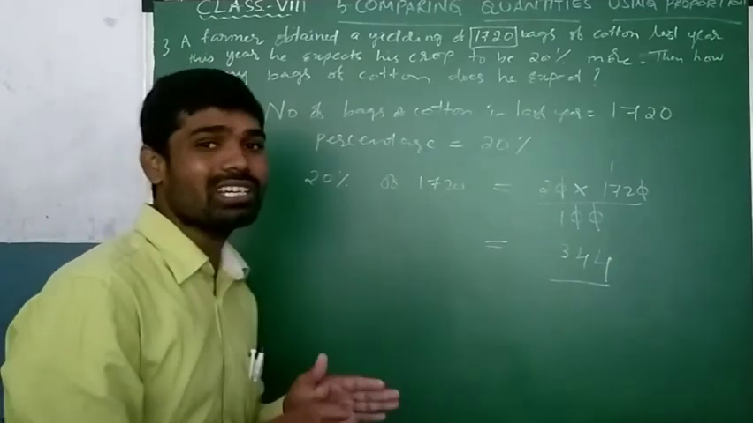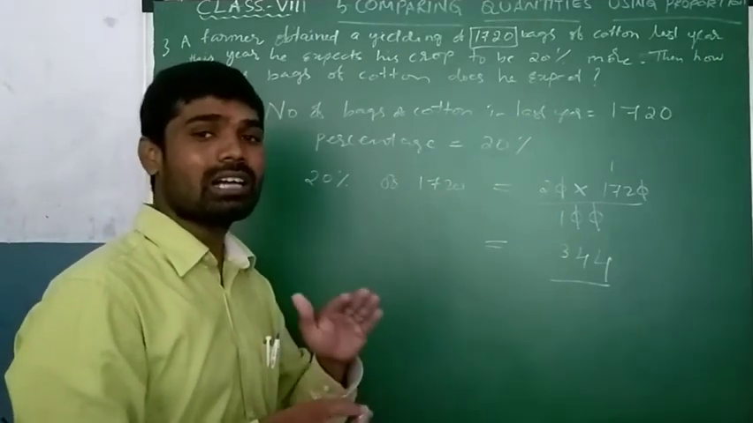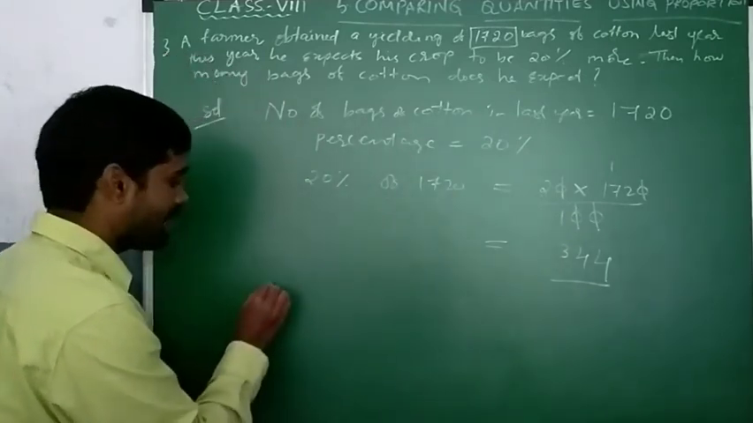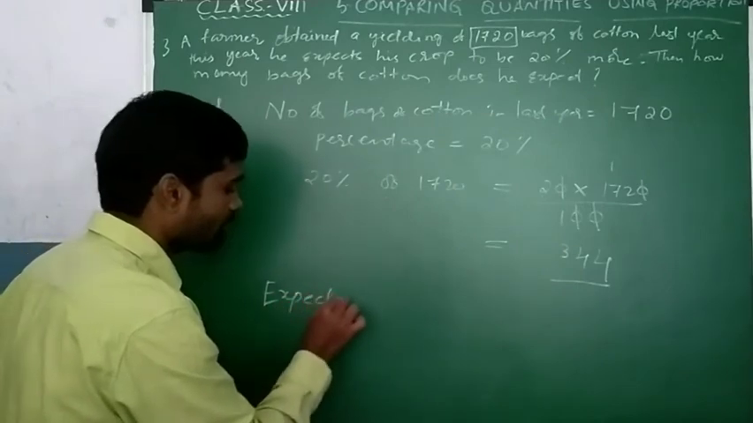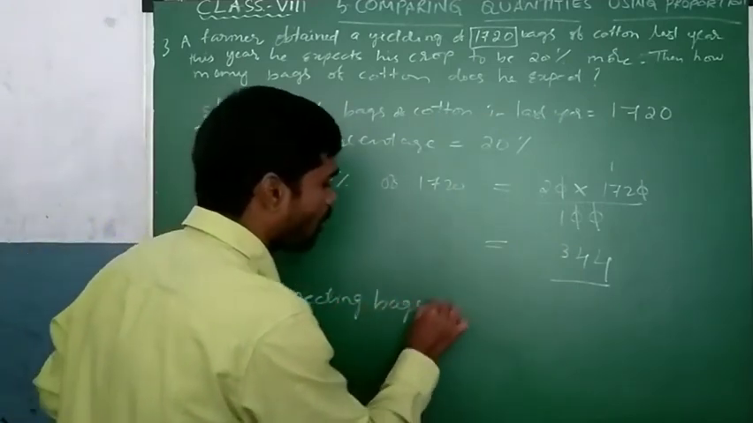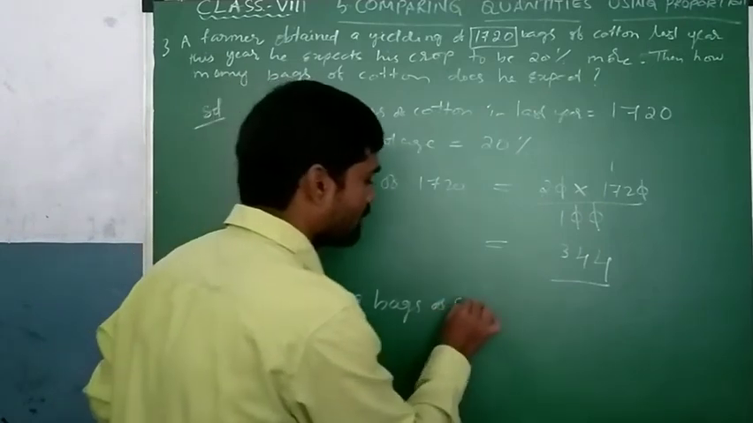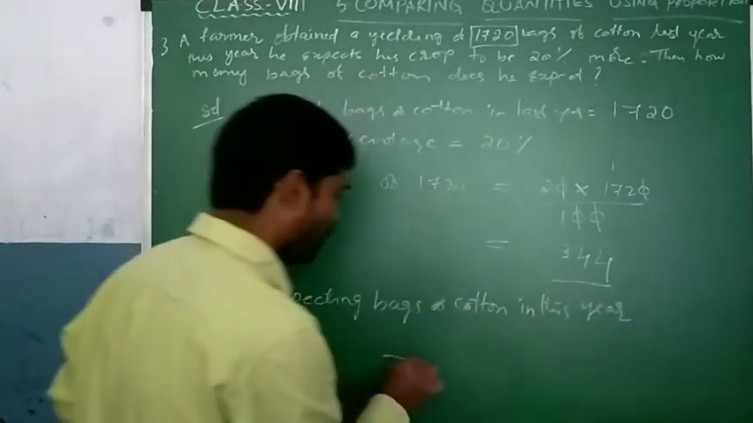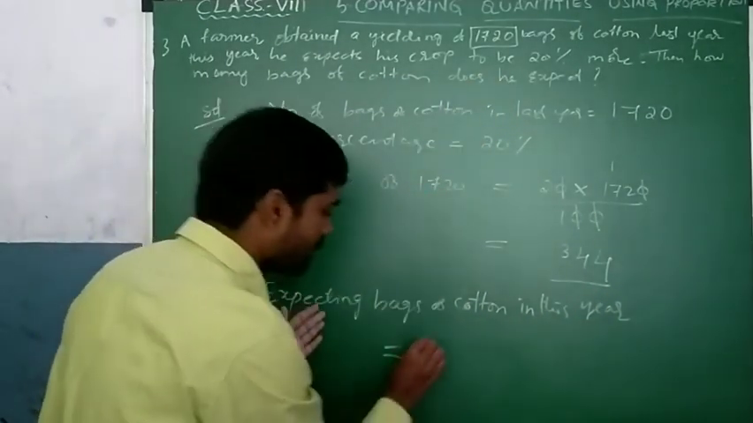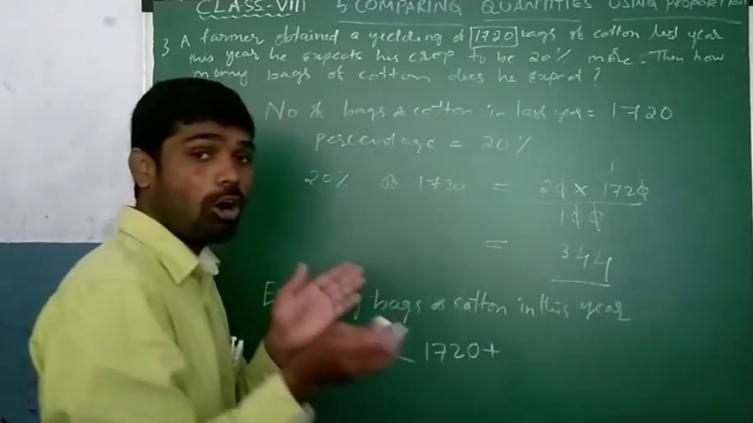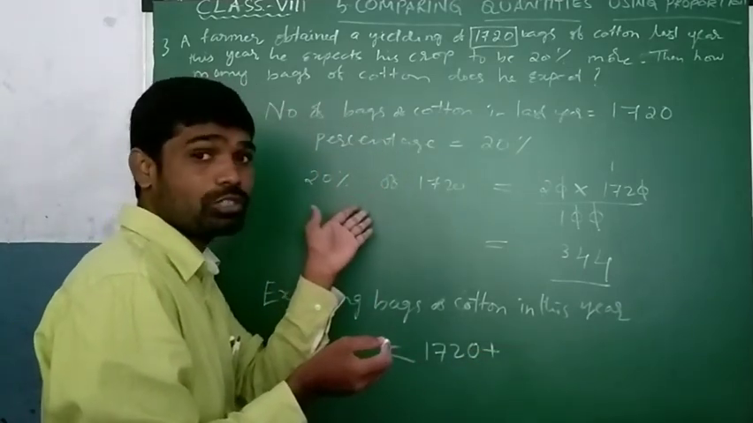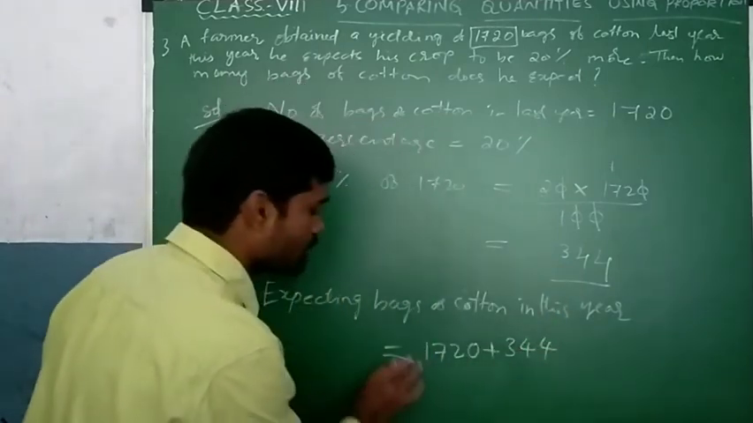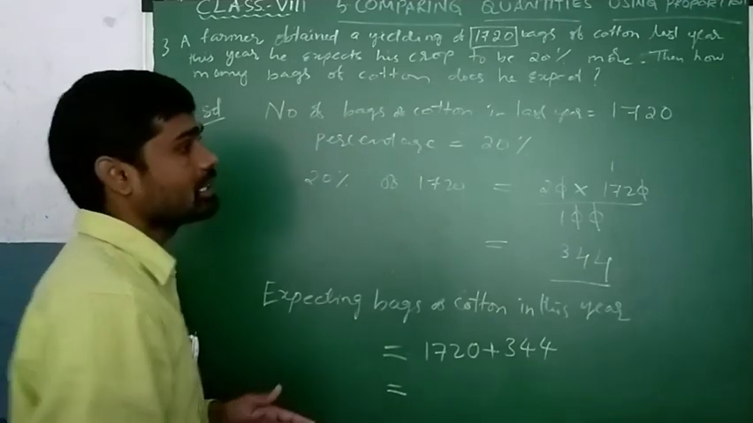So now, what is he expecting this year? Compared to last year, 20% more. So this year he is expecting bags of cotton. What were last year's bags? 1720 plus how much percentage increase? 20%. What is the value of 20%? 344. So let us add 344 here. You can add 1720 and 344.